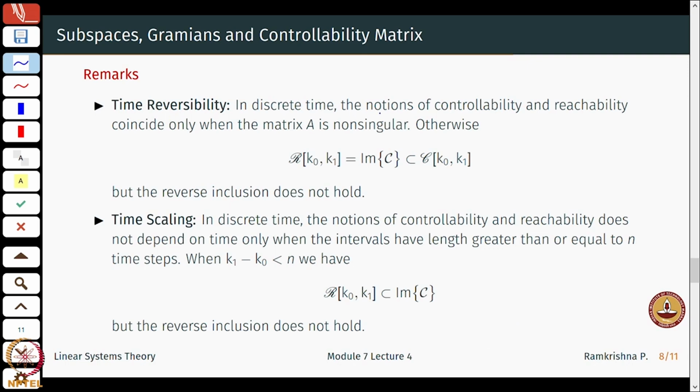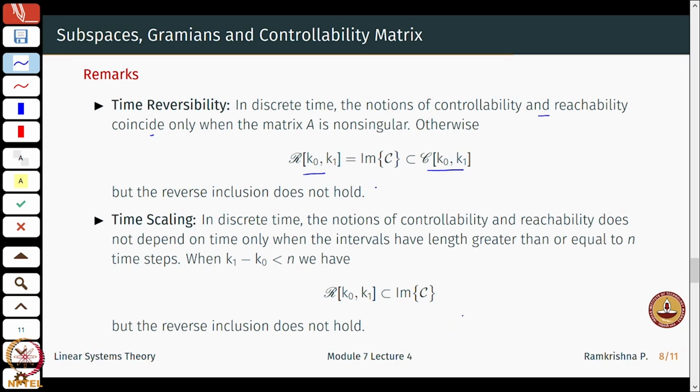That in discrete time the notions of controllability and reachability coincide only if the matrix A is nonsingular, right. Otherwise, the reachable set is a subset of the controllable set, but the reverse inclusion does not always hold.